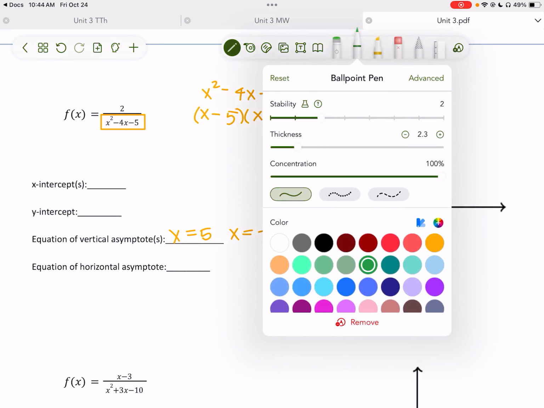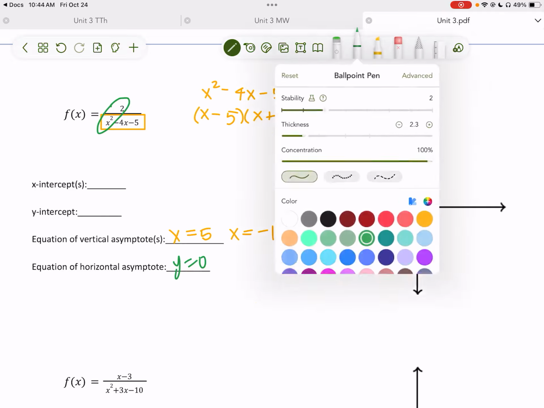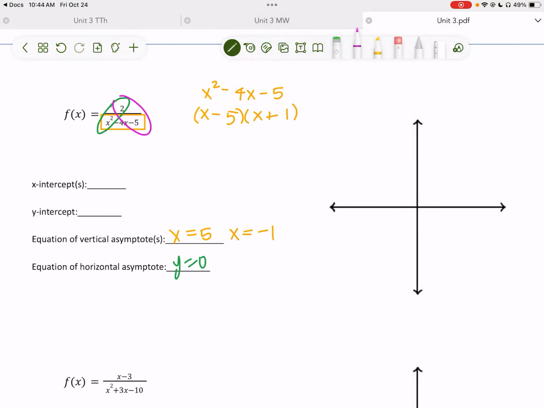All right. And then look, this doesn't have a power on top, but it does have a power on bottom. So we just have 0. Okay. My y-intercept, if you look at that, is just going to be -2/5.